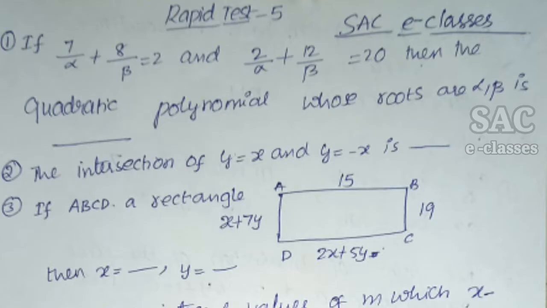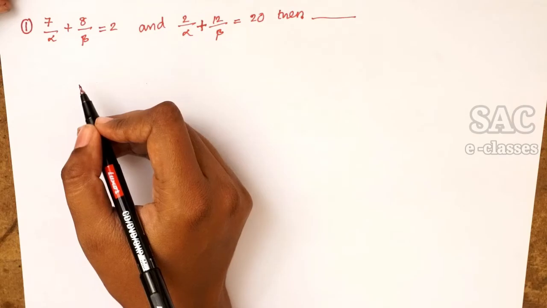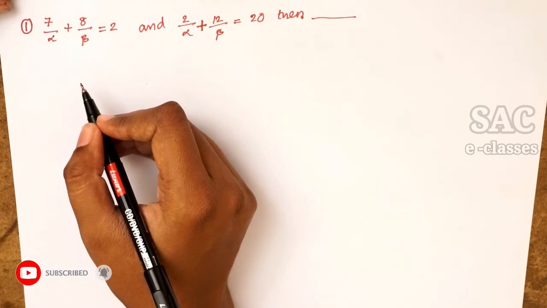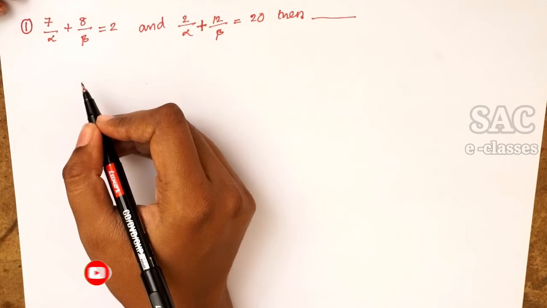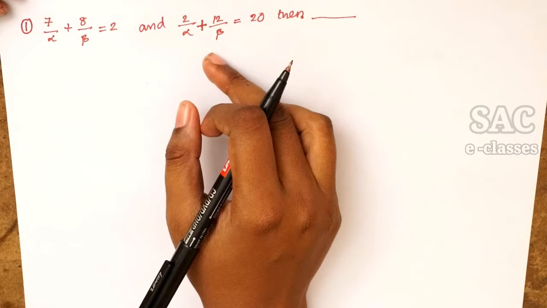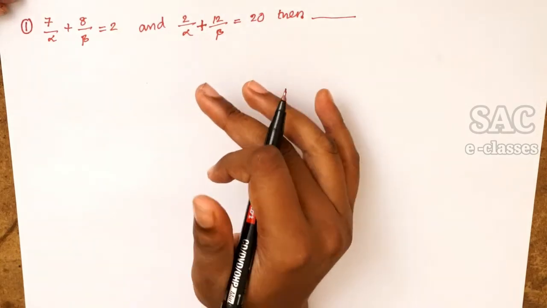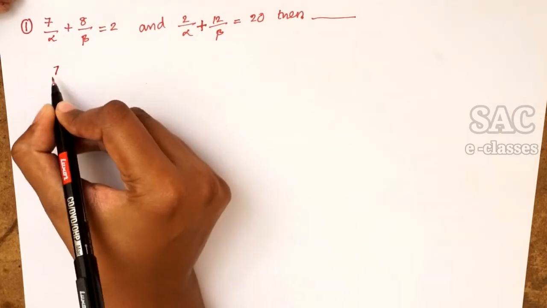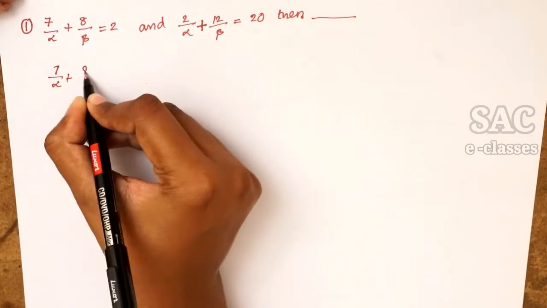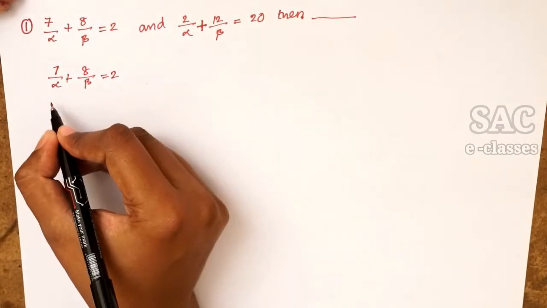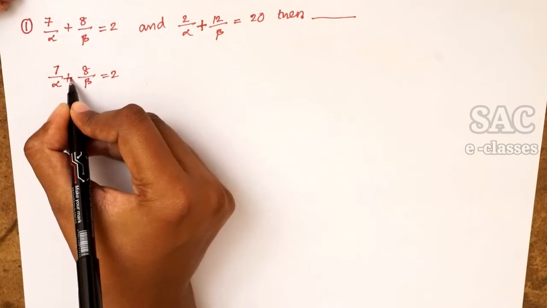The first one: 7 by alpha plus 8 by beta equal to 2 and 2 by alpha plus 12 by beta is equal to 20. Then the quadratic polynomial whose roots are alpha comma beta is. There are two reducible linear equations given. They are not asking alpha and beta, they are asking a quadratic polynomial whose roots are alpha comma beta. Usually these can be solved normally by multiplication, or nothing but by the elimination method.